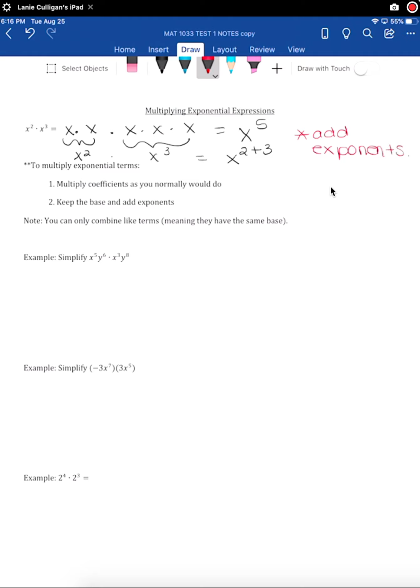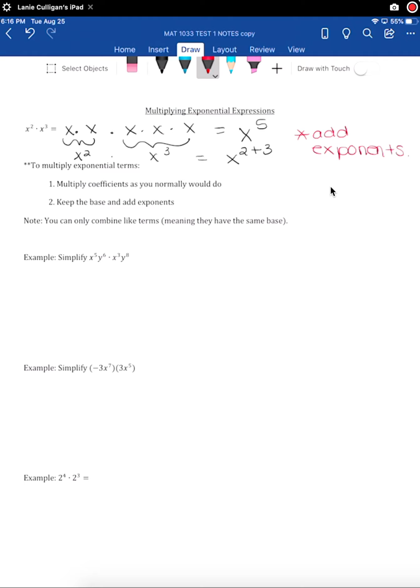So to multiply exponential terms, we're going to multiply the coefficients as we normally would, so any numbers out front. And then just like combining like terms, we're going to keep the base the same and add our exponents. So again, you can only combine like terms that have the same base. So let's do an example. Simplifying x to the 5th, y to the 6th, times x cubed, y to the 8th.